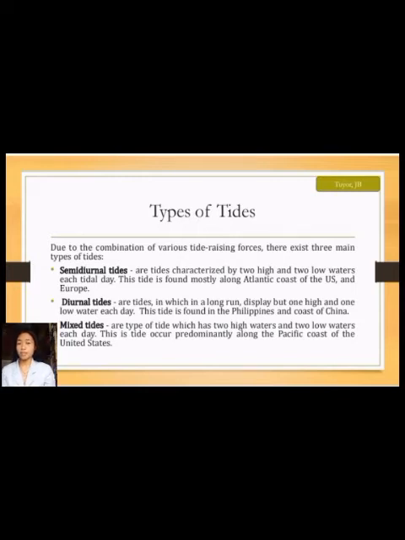The third one is a mixed tide. This type of tide has two high waters and two low waters each day. And this tide occurs mostly along the Pacific coast of the United States.